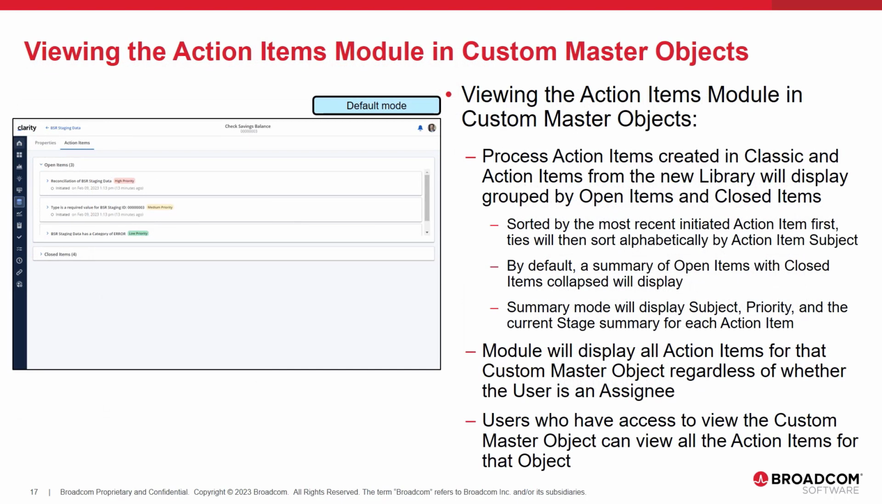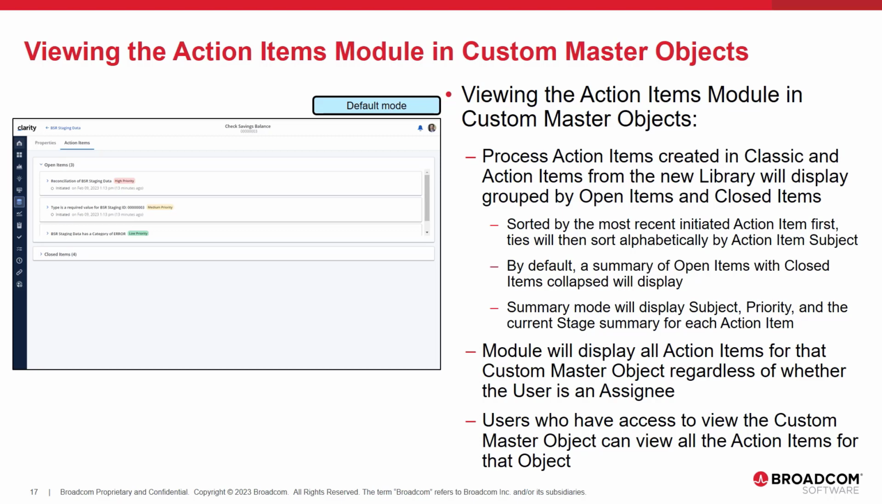Next, we're going to take a look at the action items module that will be available for custom master objects. Last release, this module was available for investments, and we wanted to extend it for custom master objects. Your open action items are expanded by default in summary form, and the closed items is collapsed.